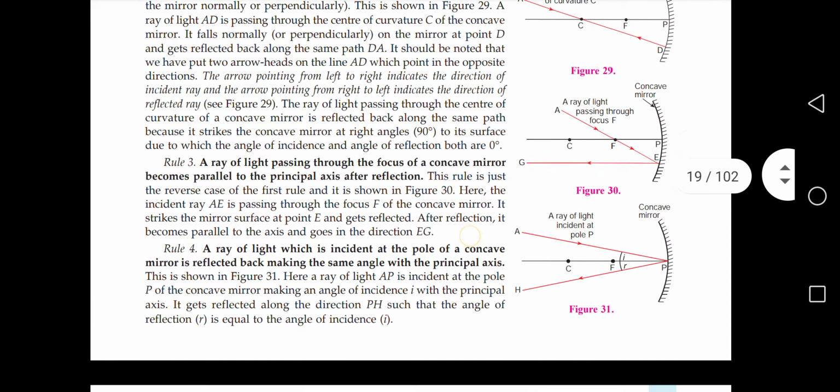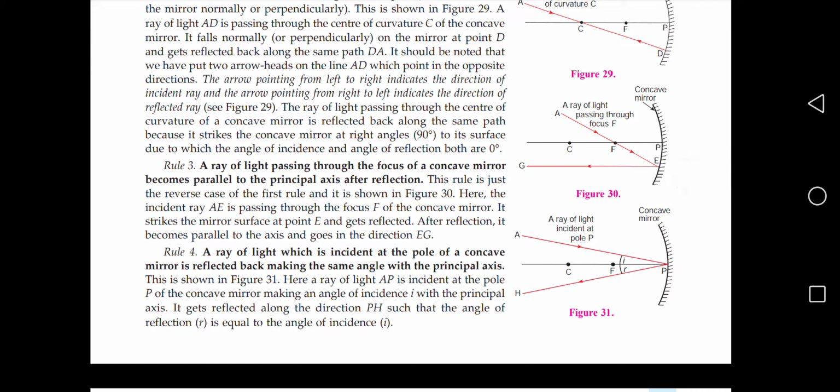Now what is the fourth rule? A ray of light which is incident at the pole of a concave mirror is reflected back, making the same angle with the principal axis. So you know the laws of reflection. In the laws of reflection we have the angle of incidence is equal to the angle of reflection. So here also a ray of light which is incident at the pole of the mirror is going to be reflected, making the same angle with the principal axis.